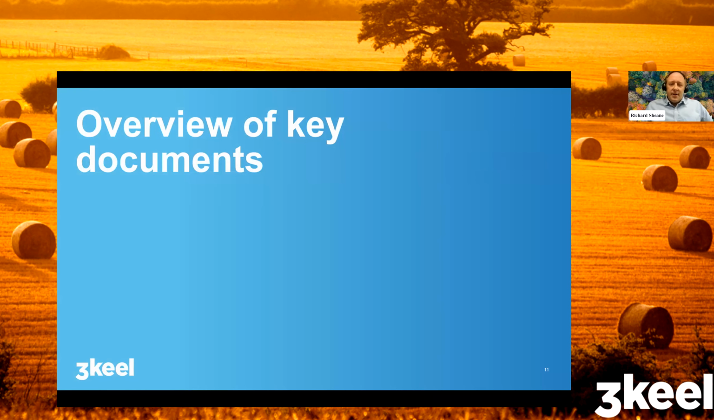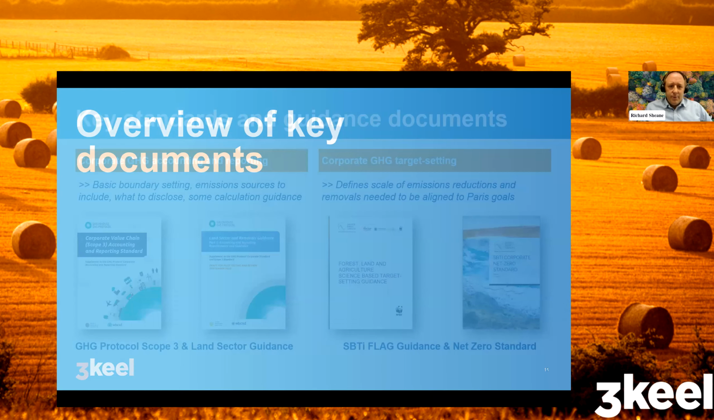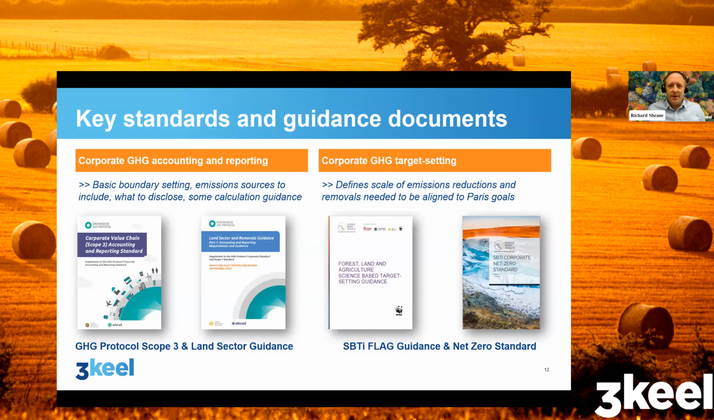So in terms of the key standards or guidance documents that we're interested in, there's two sides to thinking about corporate climate accounting and target setting. On the left-hand side, you've got the basic accounting and reporting standards. So the GHG Protocol is the one that is very commonly used. So your GHG Protocol Corporate Standard, the Scope 3 Standard, which enables you to do full Scope 3 accounting and reporting. And then additionally there is the new draft guidance, the Land Sector and Removals Guidance, which is meant to be used in combination, as the draft stands, with the Scope 3 Standard.